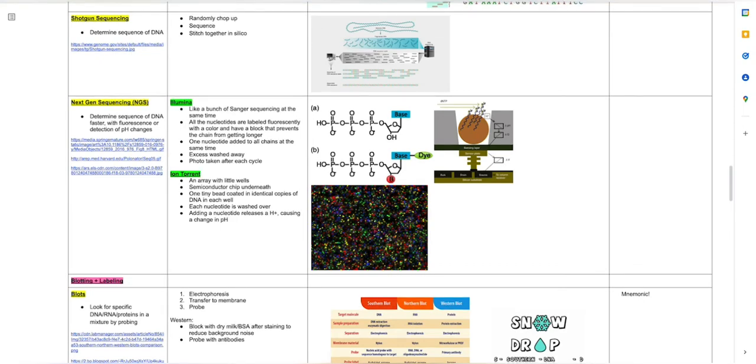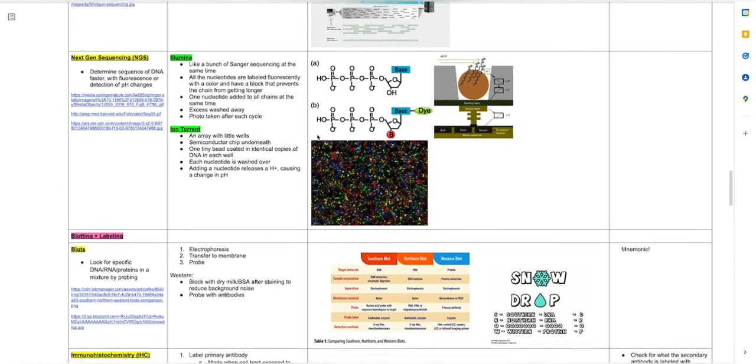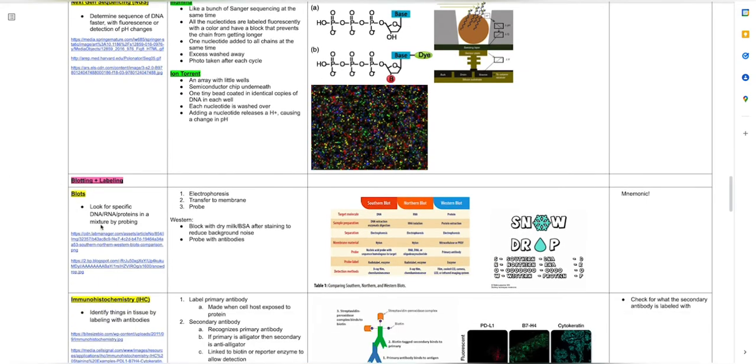So next we'll move on to blotting and labeling that's associated with blotting. What blots do is they look for specific molecules like DNA, RNA, and proteins in a mixture by probing for them. There's actually a bunch of different types of blots, but we're just going to talk about Southern, Northern, and Western blots because those are the ones mentioned the most. These blots largely have the same procedure, but their largest difference is what they're looking for. Southern blots look for DNA, Northern blots look for RNA, and Western blots look for proteins.